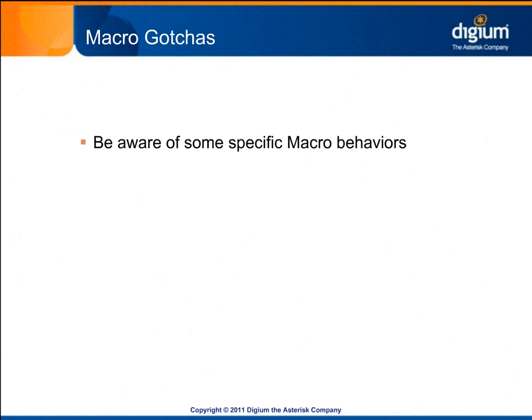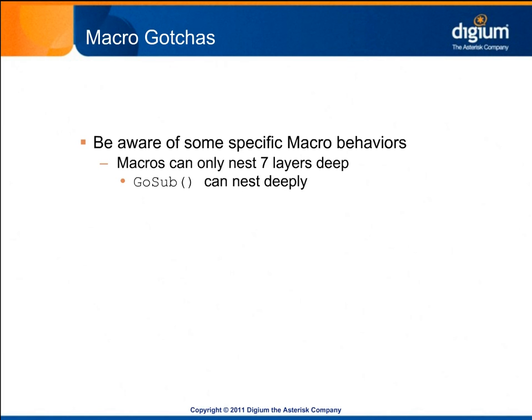Before we move on to another topic, we'd like to discuss some of the gotchas related to the use of macros. The technical details behind these gotchas aren't likely to be relevant, so we've omitted them. It is possible to call a macro from inside another macro, but only to a maximum depth of 7 macros. If you need to deeply nest macro calls, you should look at the Gosub and related applications instead. They behave in a similar way, but don't have the same limitation on nesting depth.